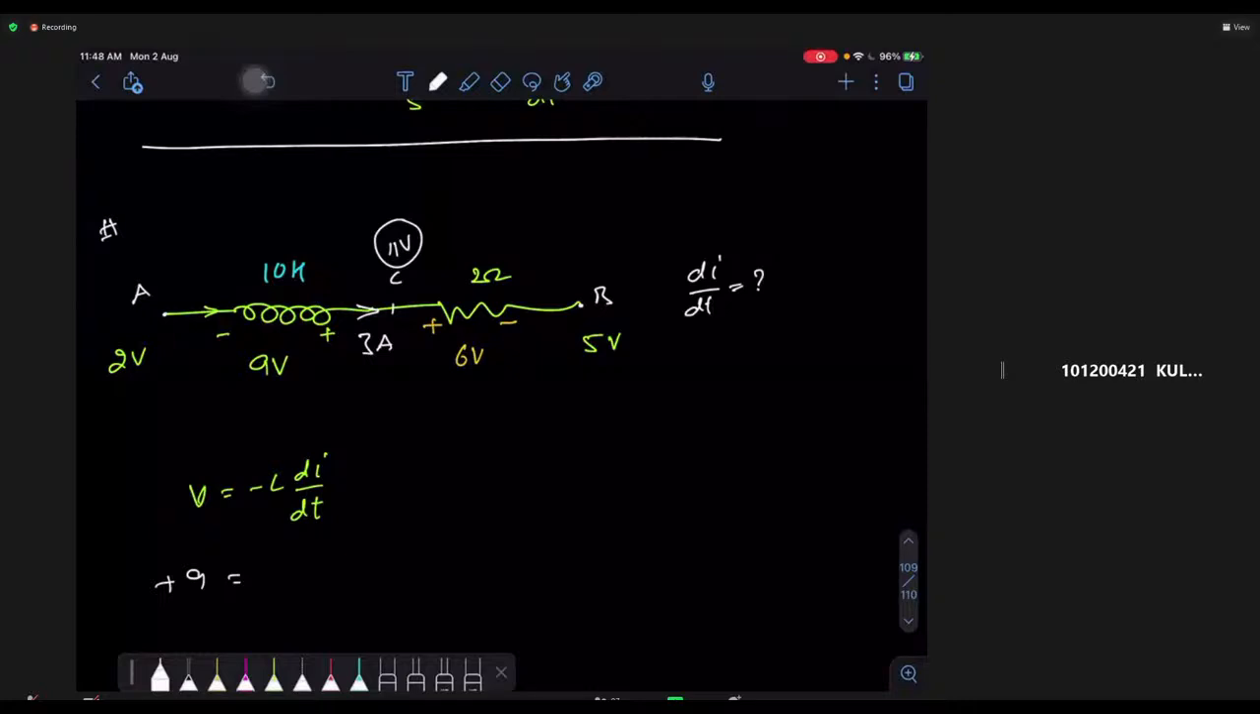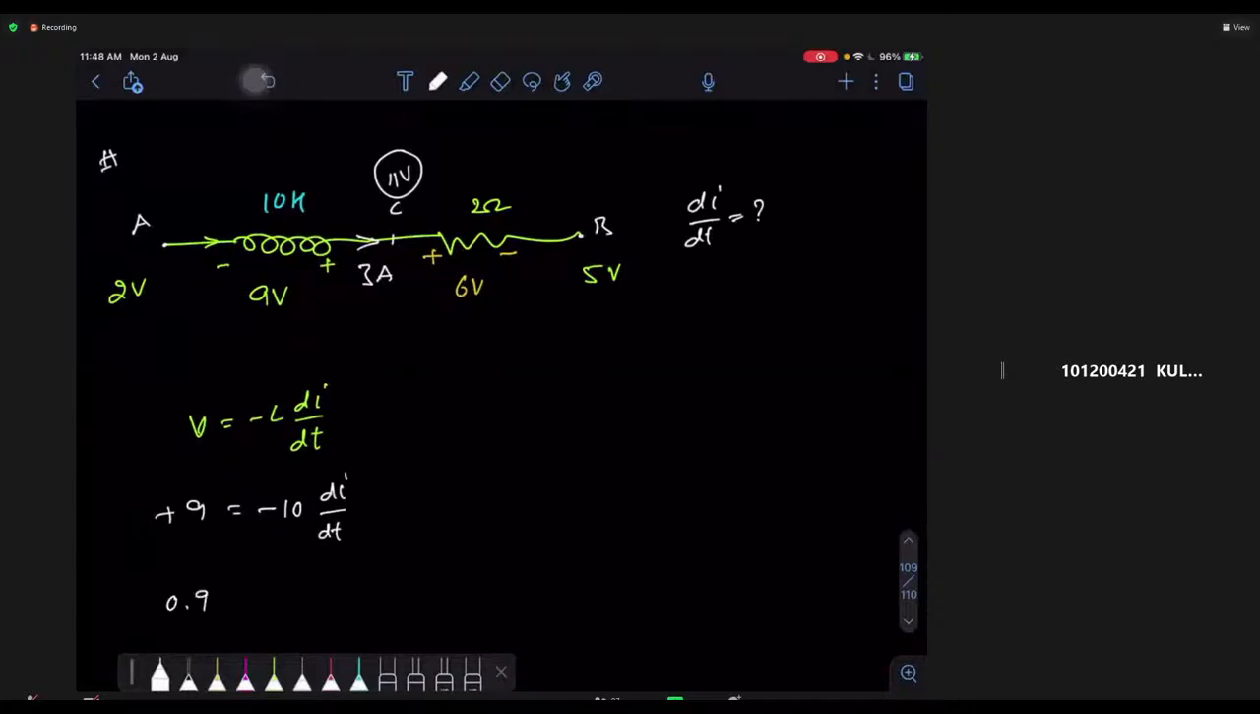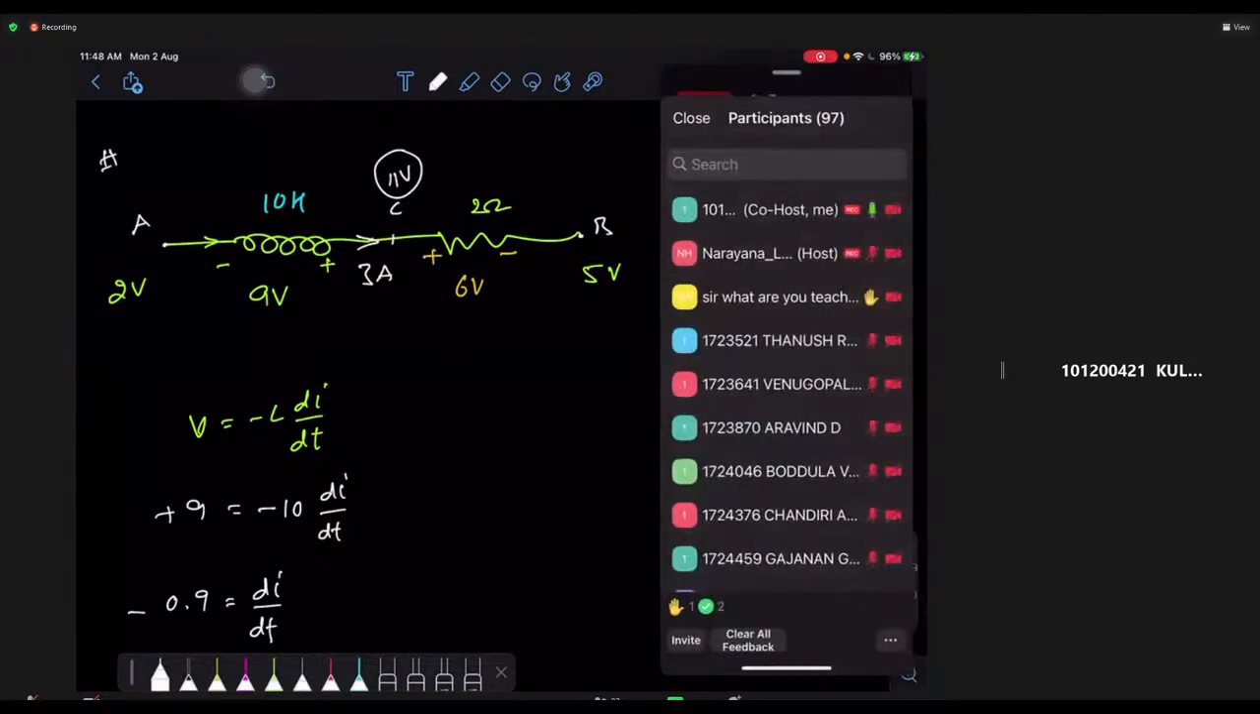In the formula, we have a minus sign. Inductor here is 10 Henry. So di by dt is coming out to be negative 0.9, which means the current is decreasing. Okay? Right? Clear? Current here is decreasing.